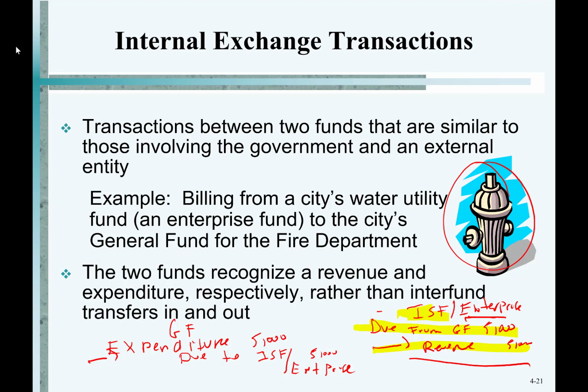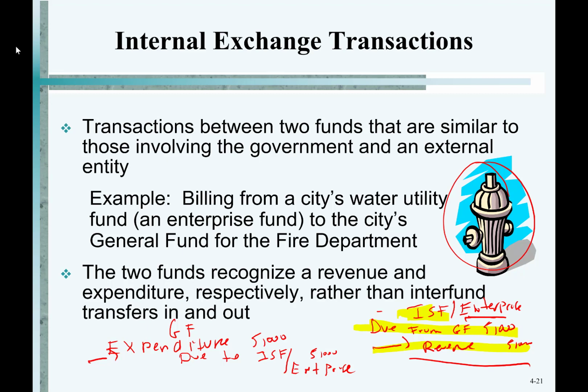Do governments have vehicles? Yes, they do. And they take those vehicles to be worked on where? In the internal service fund motor pool. And the general fund has to pay the internal service fund for that service, don't they? Okay, so what would happen? In the general fund, we would debit expenditure 5,000, credit, say, due to internal service fund for 5,000.